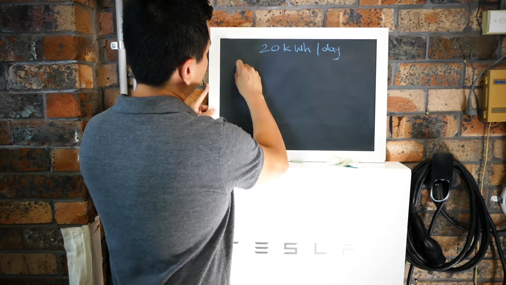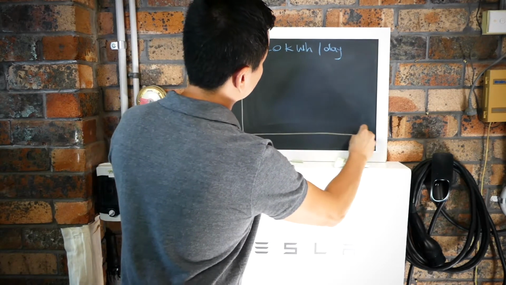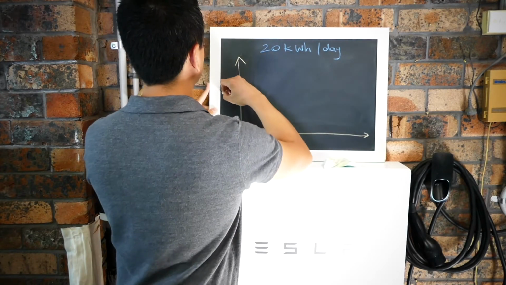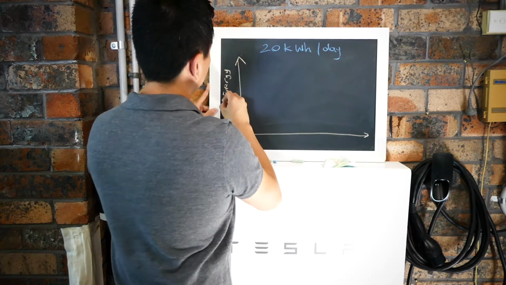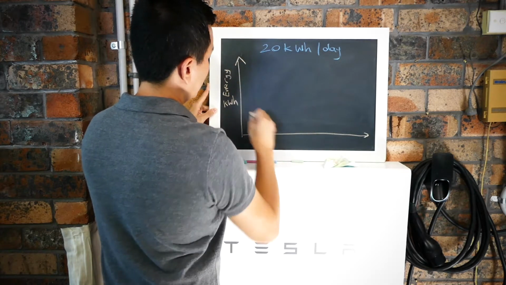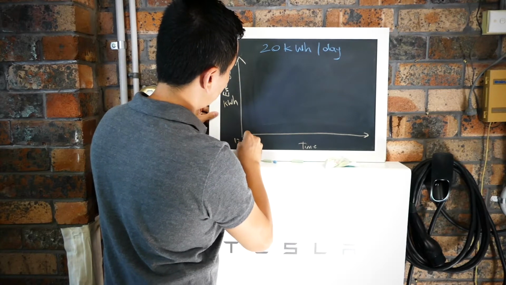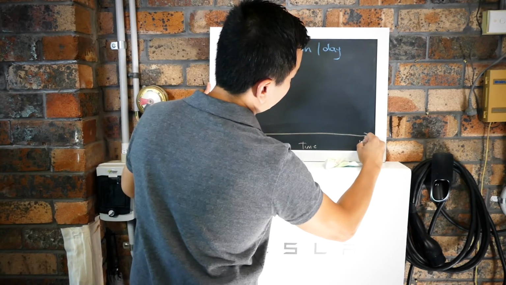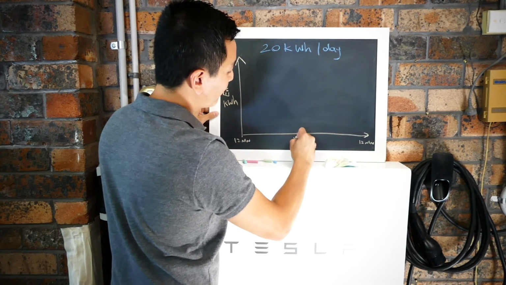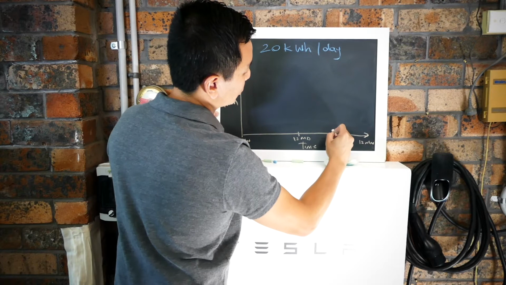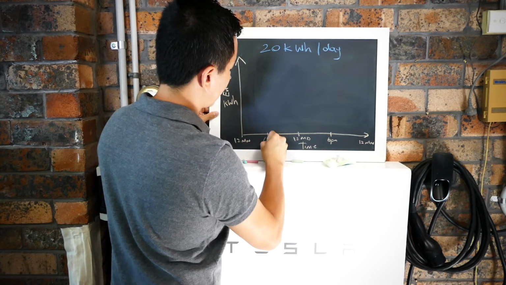So let's draw a graph to represent time versus energy use. Let's put energy on this side, that's in kilowatt hours. And let's put time on this axis. So this is 12 midnight, back to 12 midnight for a 24-hour day. This is 12 midday. This will be 6 p.m. This will be 6 a.m.